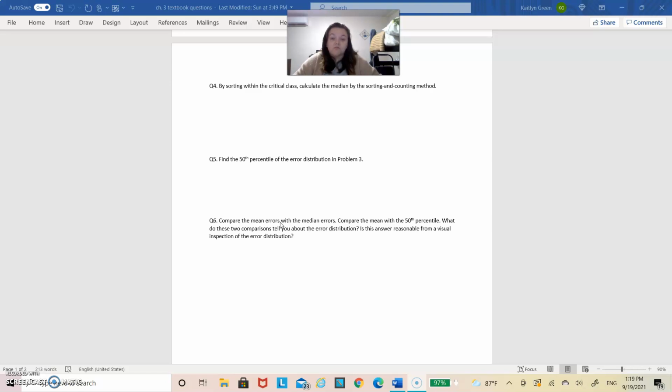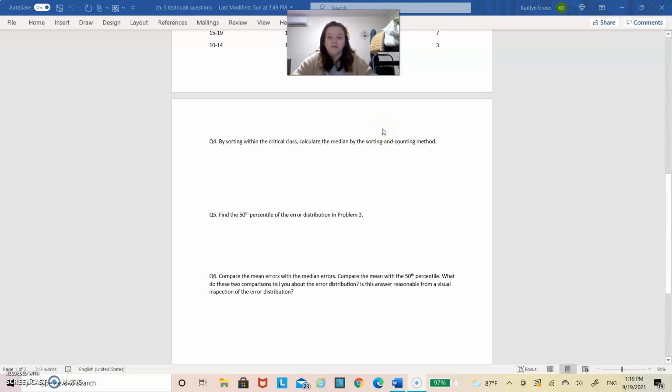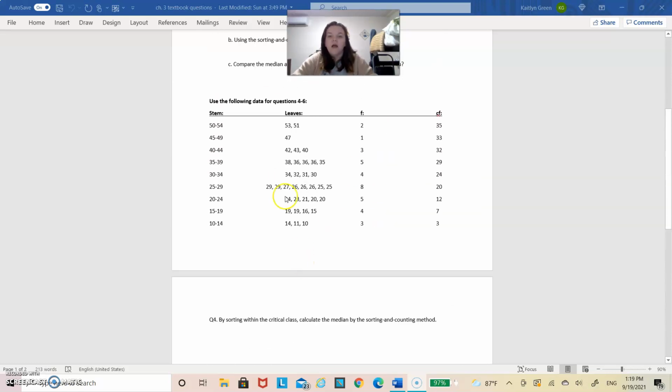This answer is going to be reasonable as a visual inspection of the error distribution, because of the quote-unquote outliers, because they are bigger numbers, but I'm not really sure if you'd call them outliers so much. The outliers found in the critical class, 53 and 51, do stretch out the data quite a bit, because you see that we start at a low number of 10, and really we have a cluster of numbers right up to about here, I believe 38 through 10, and then of course these higher numbers stretch it out quite a bit.